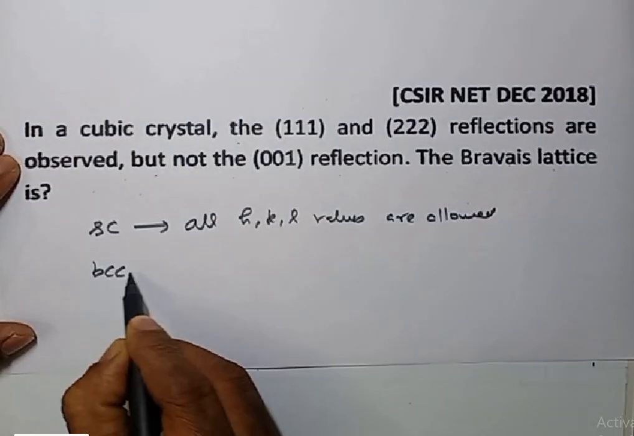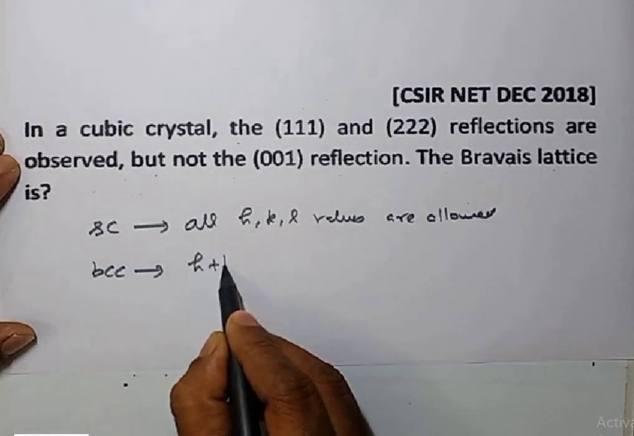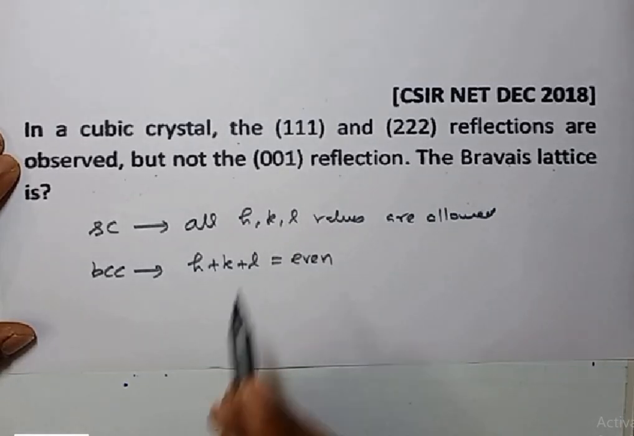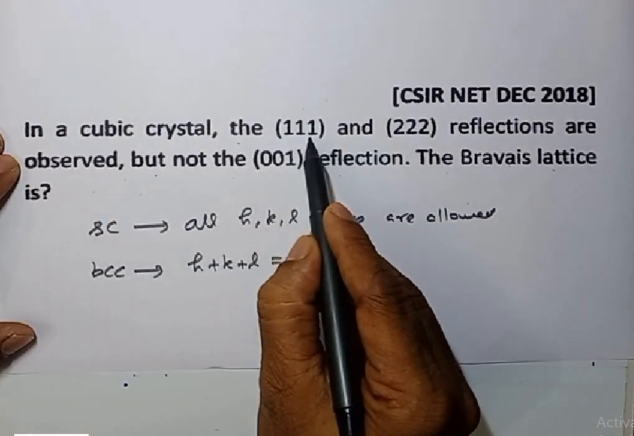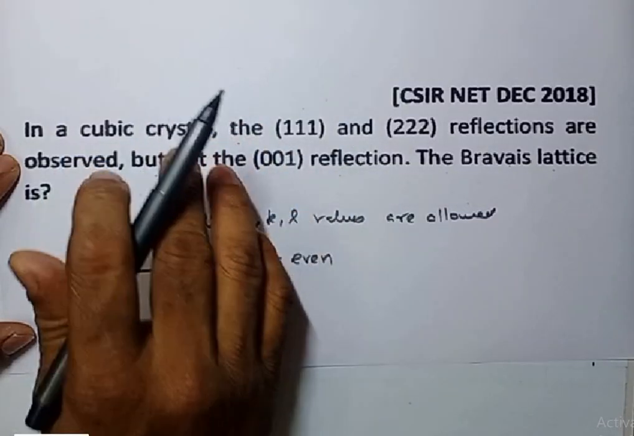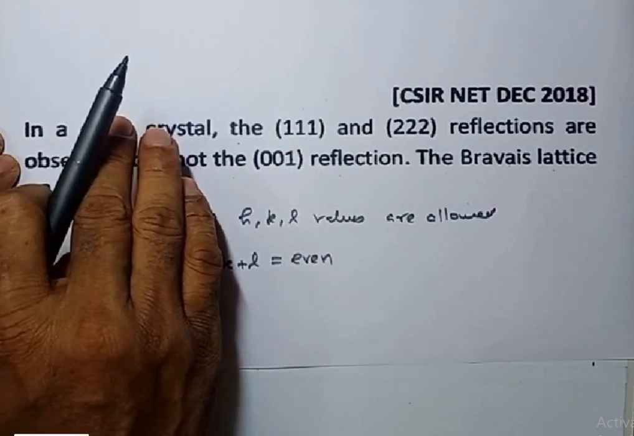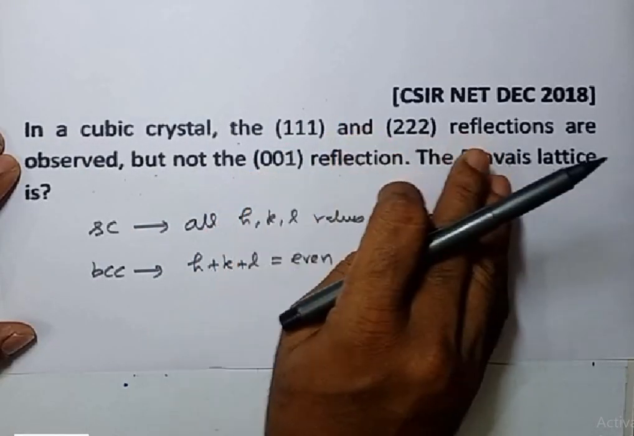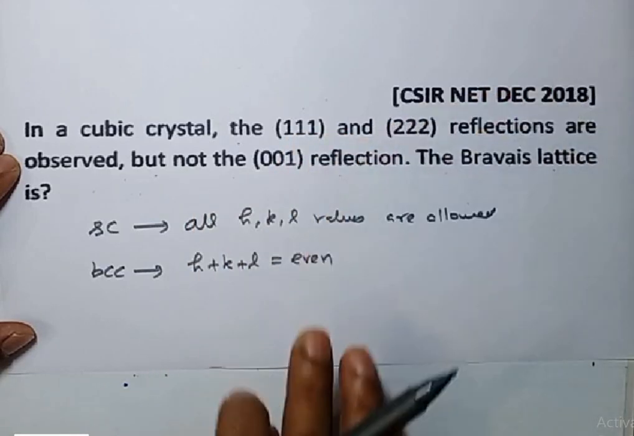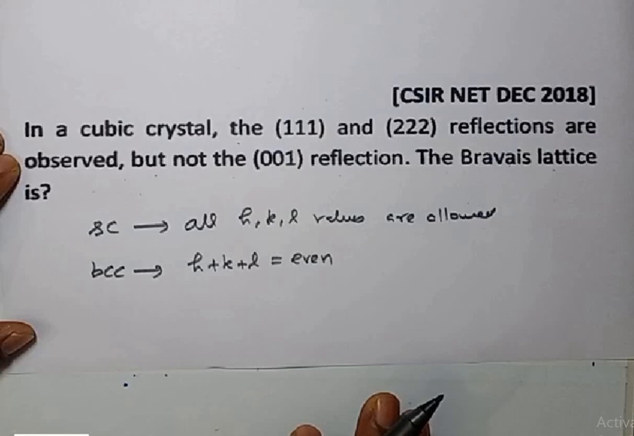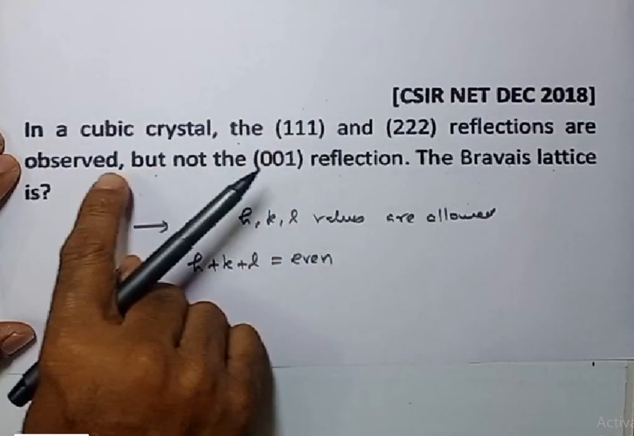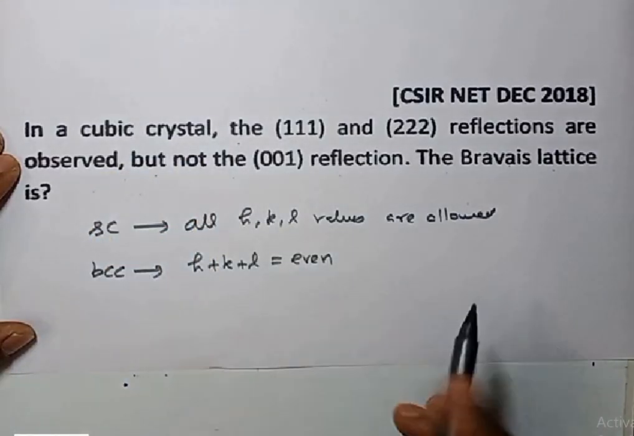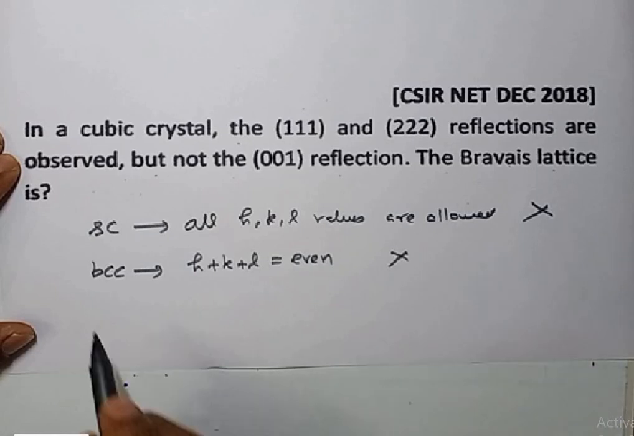Next, BCC. What is BCC? For BCC, h plus k plus l should be an even number. So 1 plus 1 plus 1, I am getting 3. If the crystal is BCC, then 111 plane reflection should not be observed. Should not appear in the XRD pattern. But it is given 111 reflection is also observed. That means the crystal is not BCC also. It is not a simple cubic. It is not BCC. Then what about FCC?